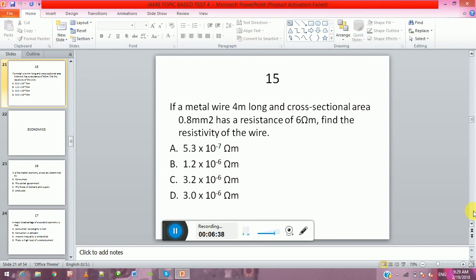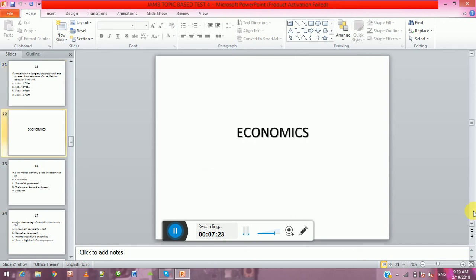If a metal wire 4 meters long and cross-sectional area of 0.8 millimeter squared has a resistance of 60 ohms, find the resistivity of the wire. A. 5.3 times 10 to the power 7 ohm meter. B. 1.2 times 10 to the power minus 6 ohm meter. C. 3.2 times 10 to the power minus 6 ohm meter. D. 3.0 times 10 to the power minus 6 ohm meter.